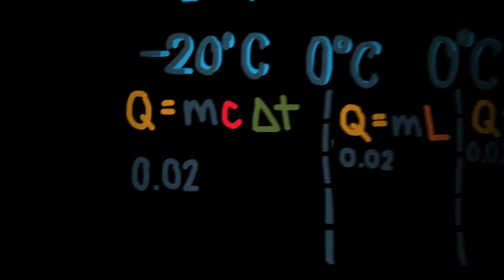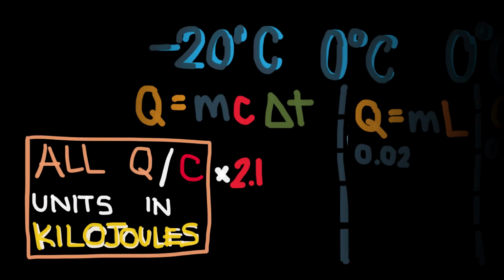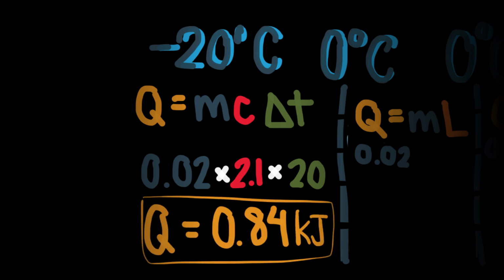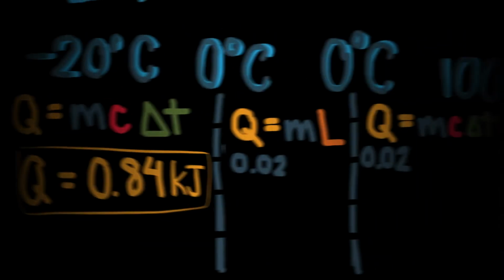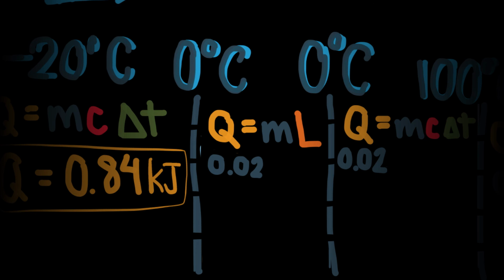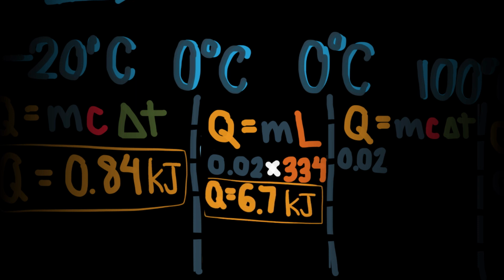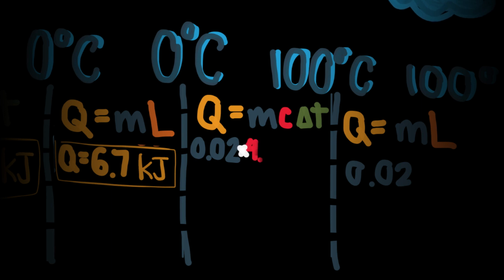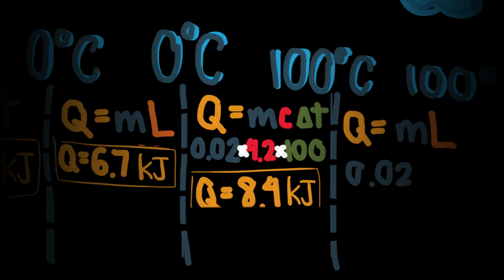The specific heat capacity of ice is 2.1, it goes from negative 20 to 0 degrees Celsius, so the change in temperature is the absolute value of 20 degrees. We get 840 joules. Here we are going from ice to water, staying at 0 degrees Celsius. The latent heat of fusion, or melting, of ice is 334. We get 6,680 joules of energy. The specific heat capacity of water is 4.18, we have a change of 100 degrees Celsius. This requires 8,360 joules of energy.